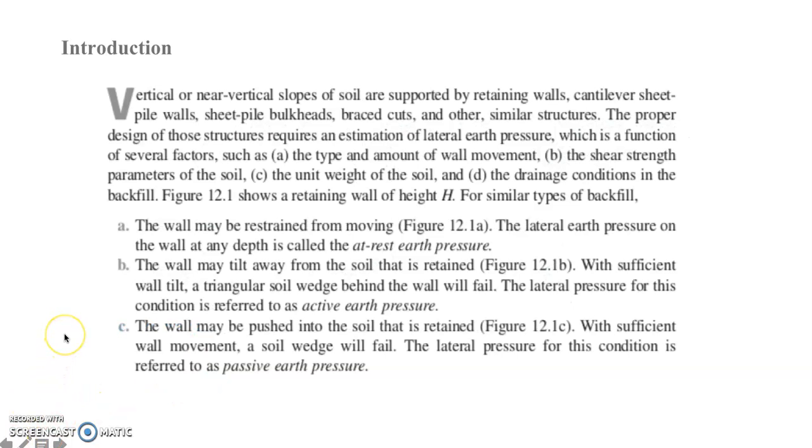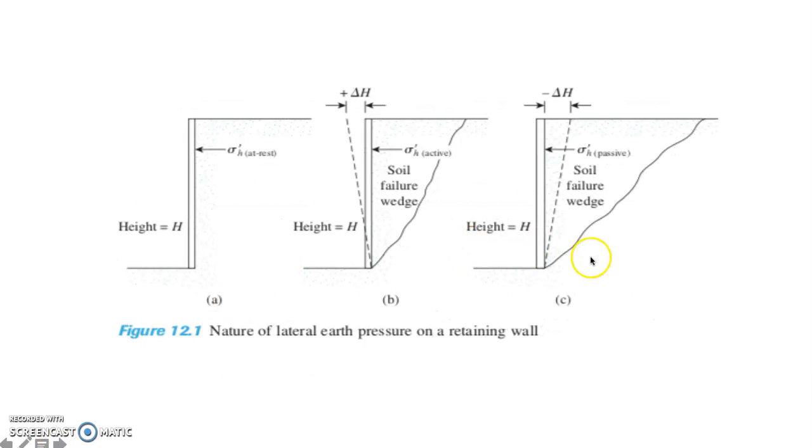The third one is the wall may be pushed into the soil that is retained. With sufficient wall movement, a soil wedge will fail. The lateral pressure in this condition is referred to as passive earth pressure. So we have here the third nature of lateral earth pressure. We have the retaining wall, and this is the soil. The retaining wall will move. When the movement of the retaining wall is towards the soil, that is what we call passive lateral earth pressure.